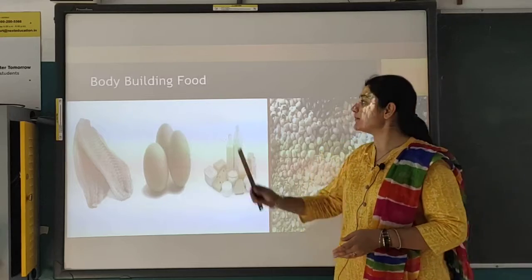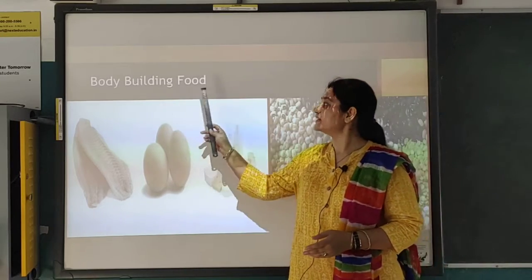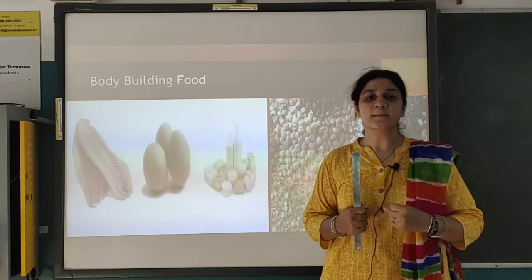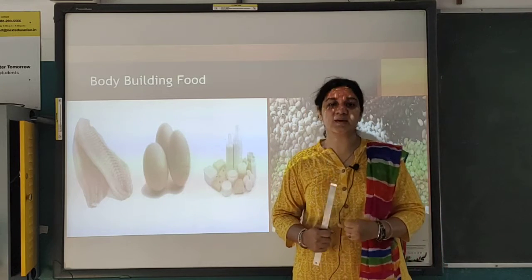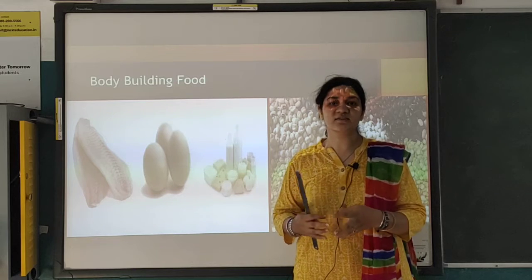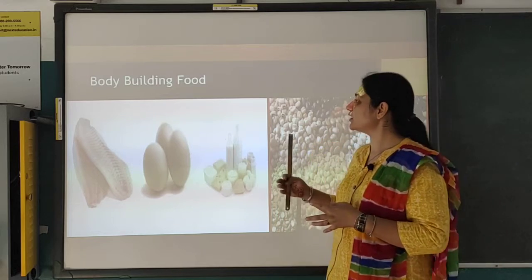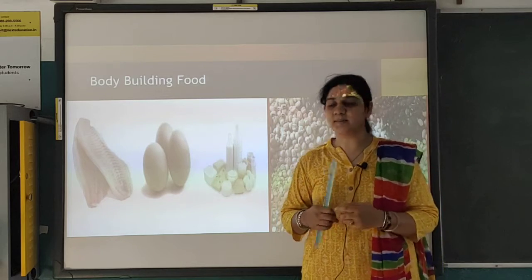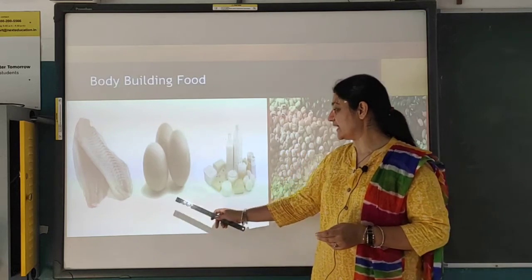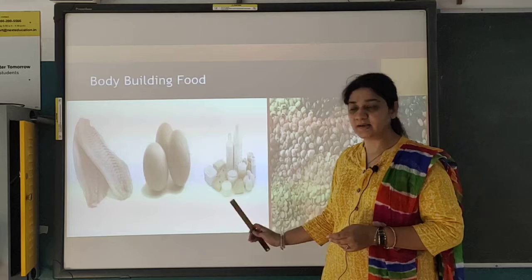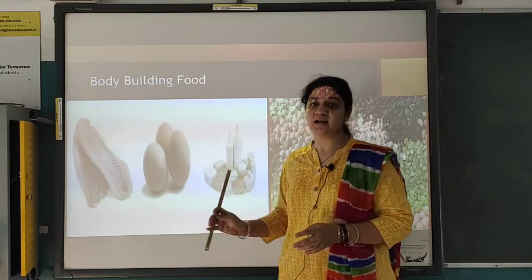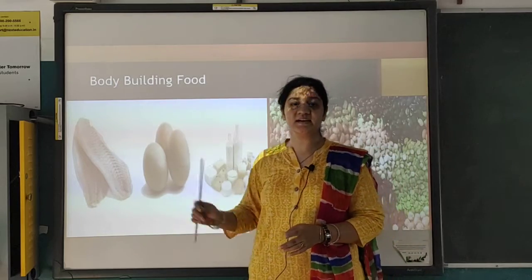Next is bodybuilding food. Bodybuilding food means the food which helps your body to build stamina and strength. Some part of food will give you protein, some will give you fat, because that is required for bodybuilding. Which are these foods? One is meat, eggs, then dairy products or milk products. Then we have our pulses. These all are the bodybuilding foods.